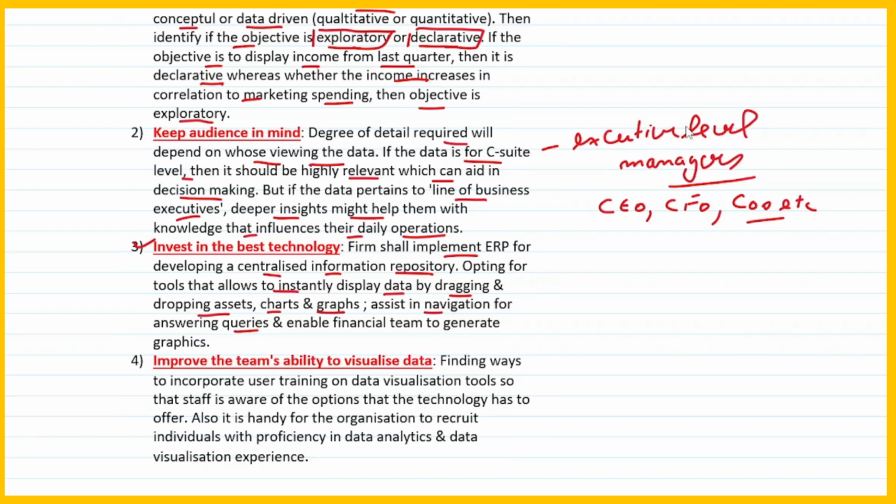So if there is any question, this technology can come in very handy and it will enable the financial team to generate graphics, right? This graphic way is another way of giving a good data visualization. Hence technology plays a very pivotal role, right? So the one thing that you really have to remember is ERP. How does ERP help? ERP helps in developing a centralized information repository. And what are the various tools? You can display data by dragging and dropping assets, by charts and graphs.